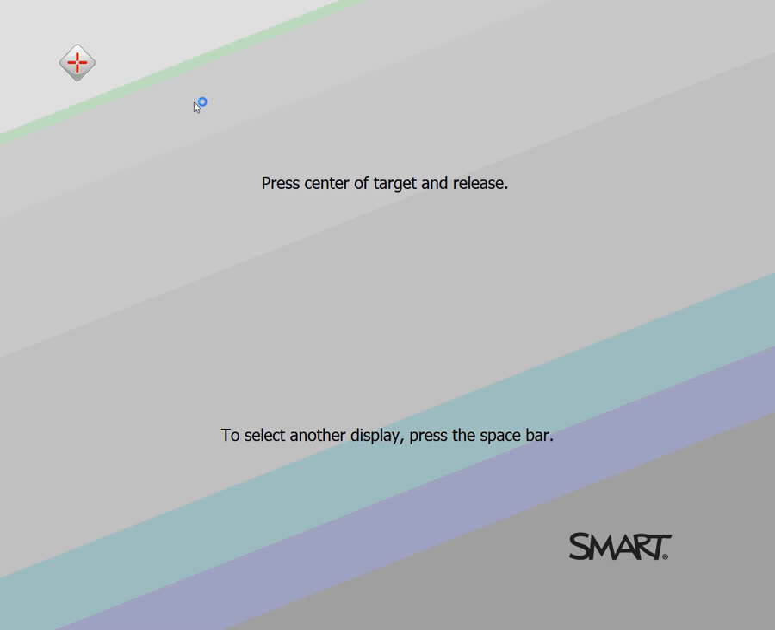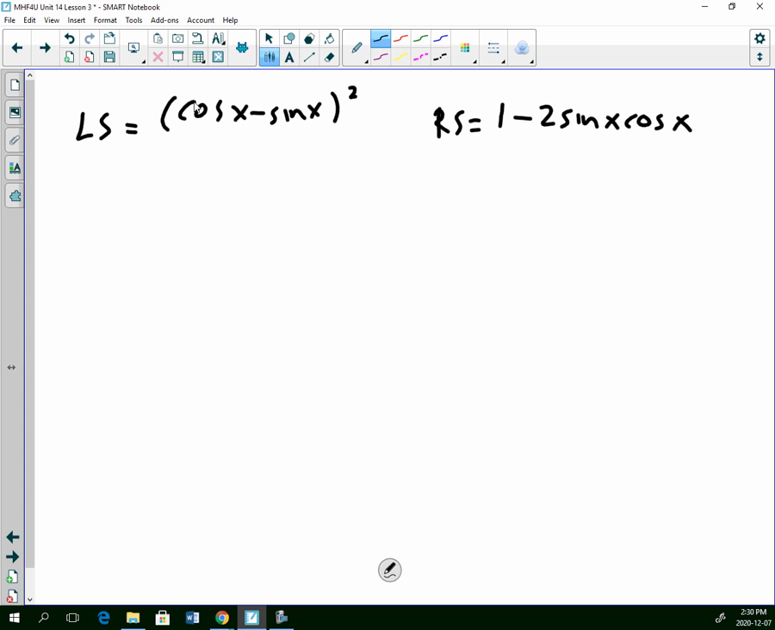I'm just going to fix the screen for a minute. So on the left side, what can I do to simplify? Well, I can expand my brackets, right? That's pretty easy to do.